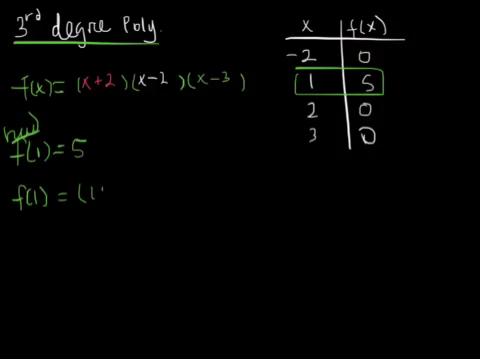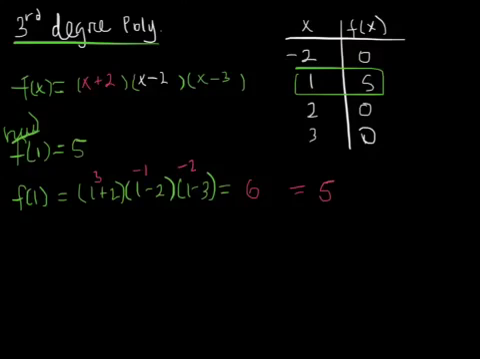F of 1 is 1 plus 2 times 1 minus 2 times 1 minus 3. 3 times negative 1 times negative 2. So we'll have a positive 6. Not quite, right? I needed a positive 5. If we want 6, and we want to do something to 6 to make it 5, we're going to apply that same idea. What can we multiply 6 by to make it 5? Well, 6x equals 5 means that x will equal 5/6.